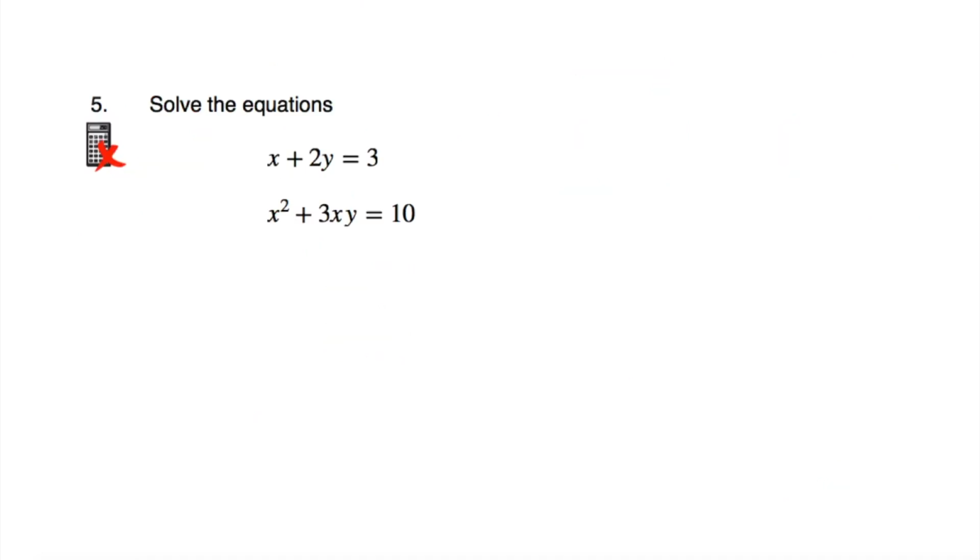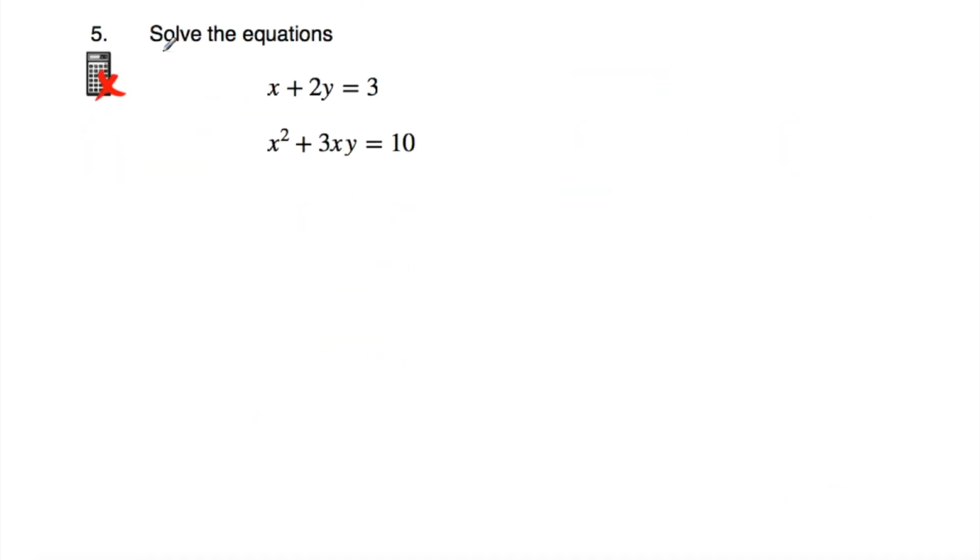Okay, so let's have a look at our next question, question number 5. Question number 5 says solve the equations x plus 2y equals 3 and x squared plus 3xy equals 10. So let's make x or y the subject of the linear, and I think it makes sense to make x the subject of the linear.